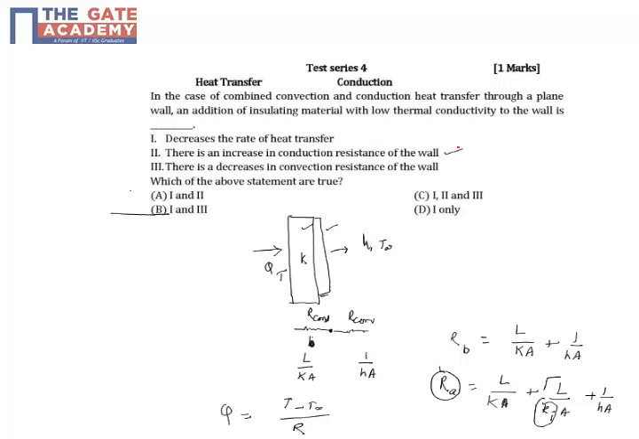That is correct. And because conduction resistance increases, the net heat transfer reduces. So 1 and 2 are correct. Now, convection resistance, nothing happens, because convection resistance is 1 by hA, so it only depends on the heat transfer coefficient. So only 1 and 2 will be affected. So the answer is A. Thank you.